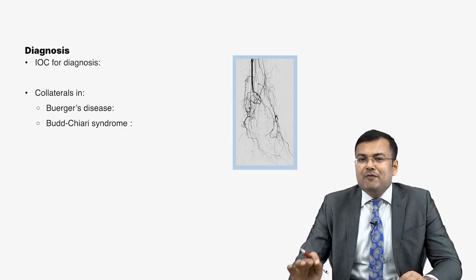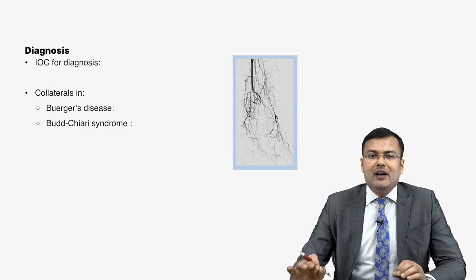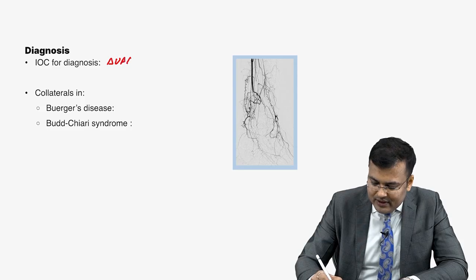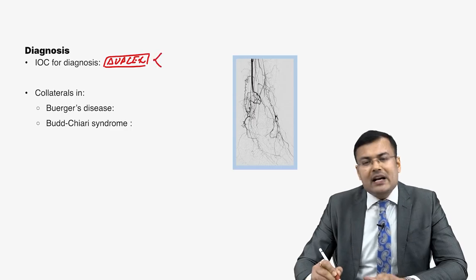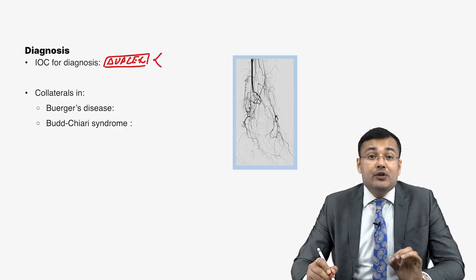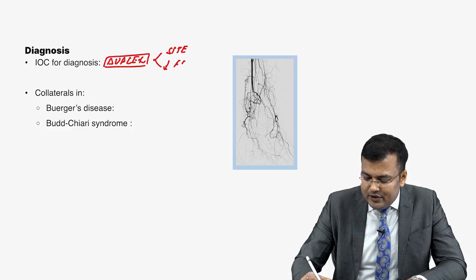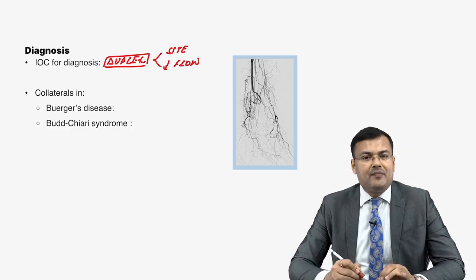Now guys, what is the investigation of choice for diagnosis in Buerger disease? It is duplex. What is the advantage of duplex? First, it will tell you the site of occlusion, and it will tell you the reduced flow. So you can detect the site of occlusion and notice that there is reduced flow.